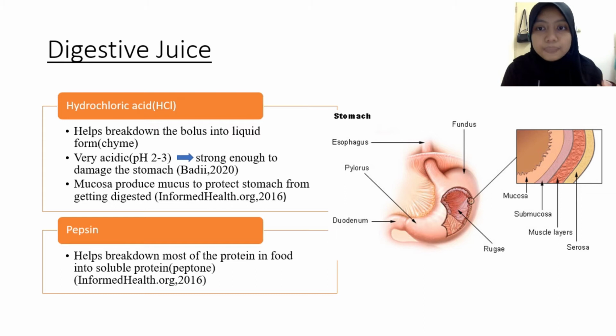So firstly, hydrochloric acid, which is HCl, helps to break down the bolus into liquid form, known as chyme. The pH of HCl is very acidic and it is strong enough to damage the stomach. Thus, to prevent the erosion of the stomach lining, the mucosa produces mucus to protect the stomach from getting digested. Next is pepsin. Pepsin helps break down most of the protein in food into soluble protein or peptone.